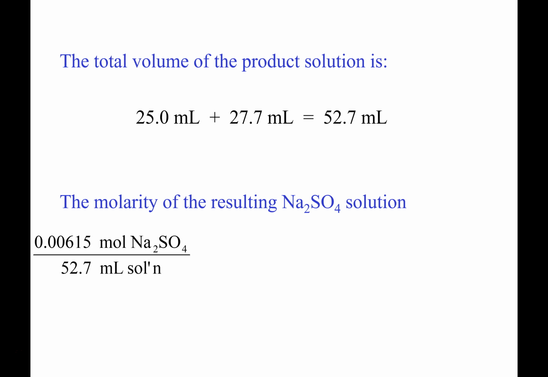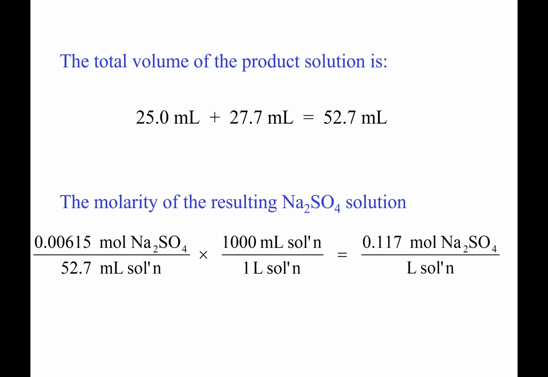And then you guys told me I can't stop there. I have to get liters in the denominator instead of milliliters. So we're going to multiply by 1,000 milliliters of solution over 1 liter of solution. Rounding again to 3 sig figs, the molarity of our Na2SO4 would be 0.117 molar Na2SO4.